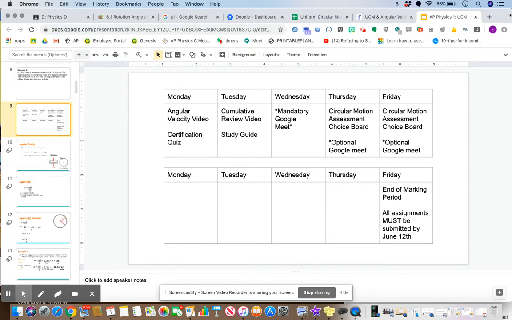On Thursday, you will be given your circular motion assessment choice board, and you will choose how you would like to be assessed for this unit. Then on Friday, there will be an optional Google Meet to discuss questions, project ideas, etc., in addition to further directions about the individual meetings, which will take place the following week.